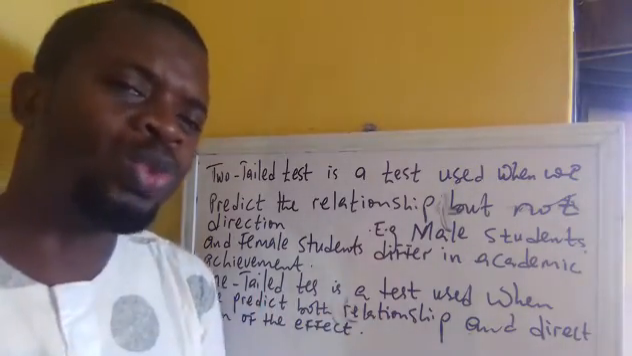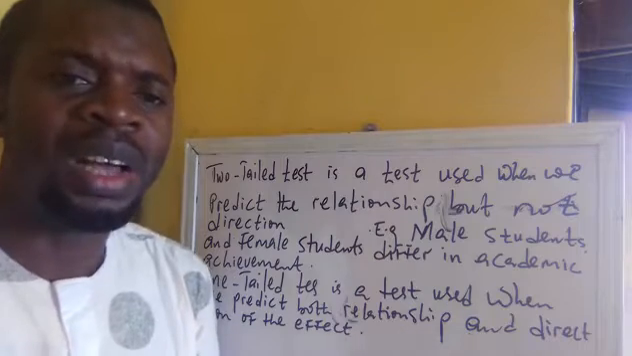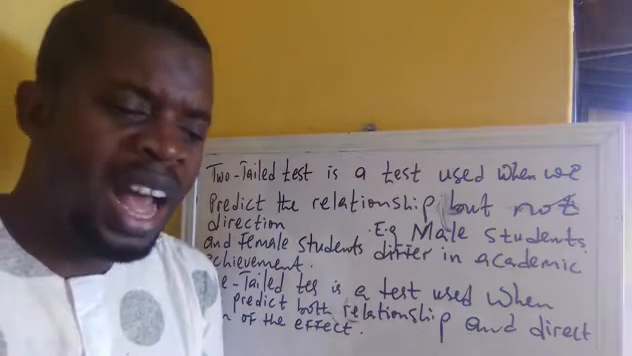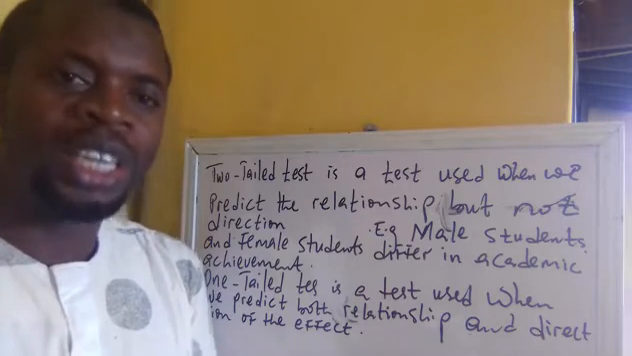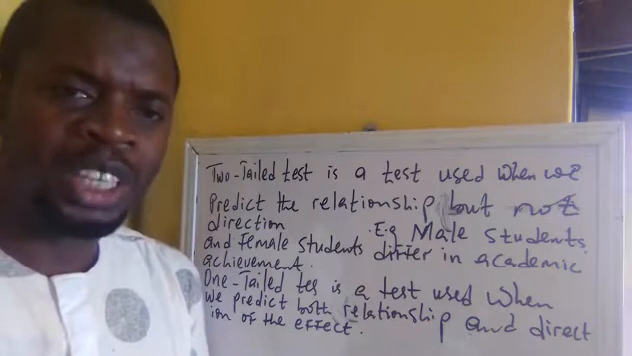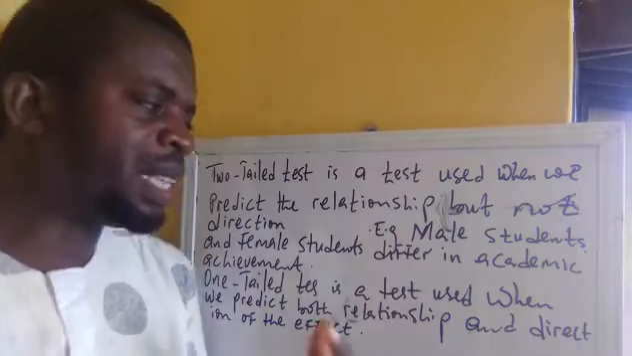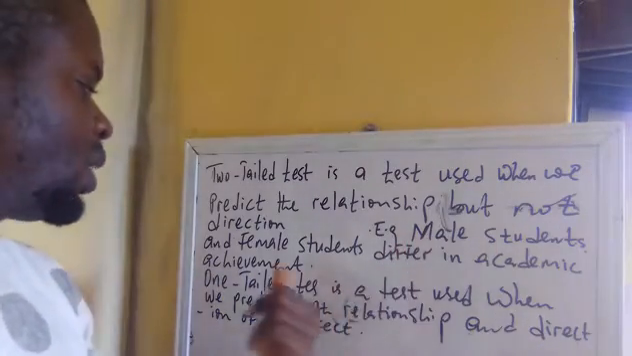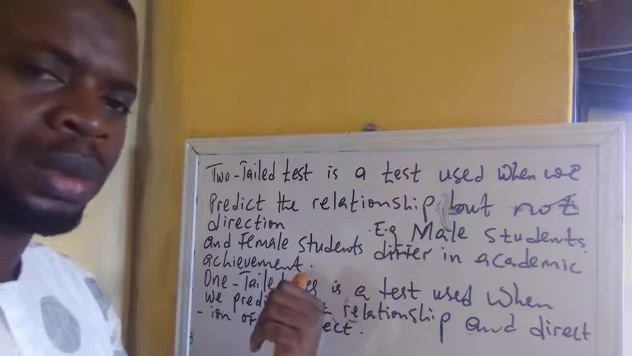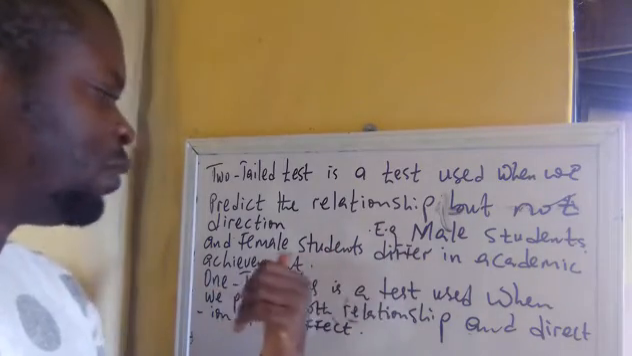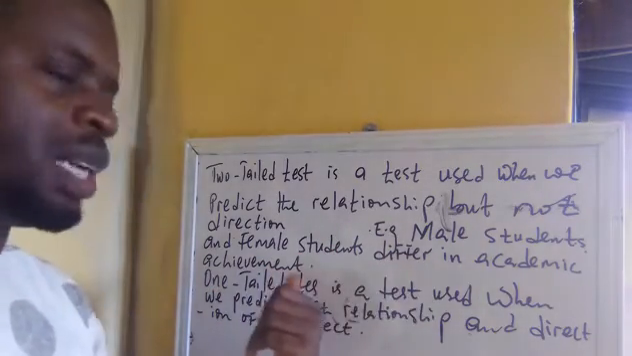But let's first look at what is a relationship. Relationship is what? Do they have any connection? That is relationship. Difference: do they differ? Let me explain this. Now, when I make a statement like this: male students and female students differ in academic achievement.